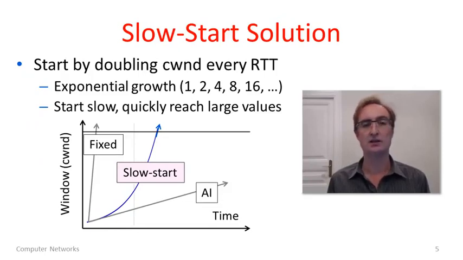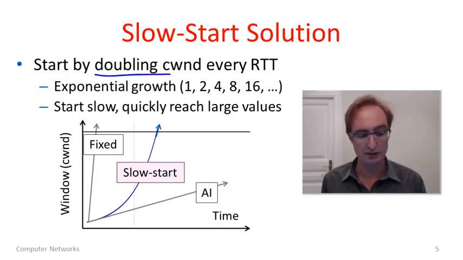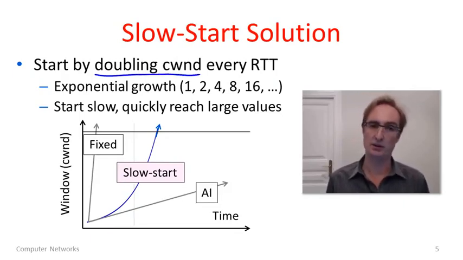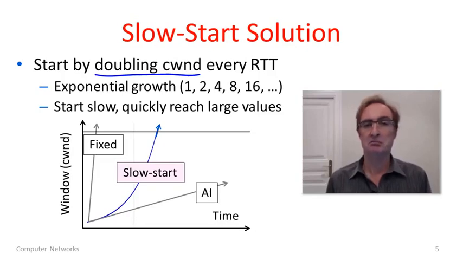Slow start is the solution to this problem. Slow start doubles C-wind every round trip time. So it's adapted to the round trip time already because we can measure that. By doubling the congestion window, we have exponential growth here. So 1, 2, 4, 8, 16. The growth is initially fairly slow, but rapidly becomes very large. That's what exponentials do. So this means that it will reach large values very quickly in a small amount of time, but it will initially start off more softly. So it will tend not to overshoot so much.